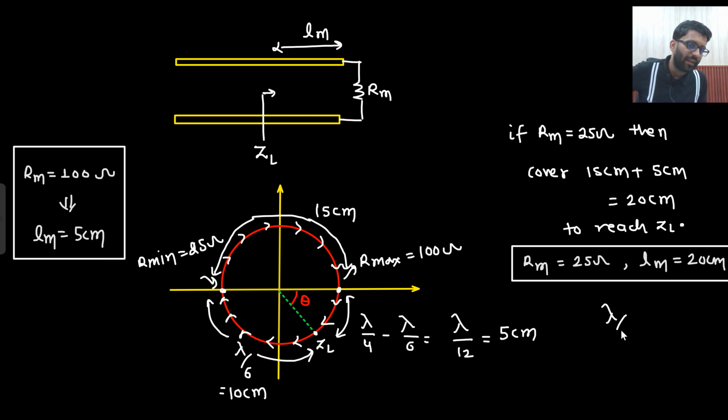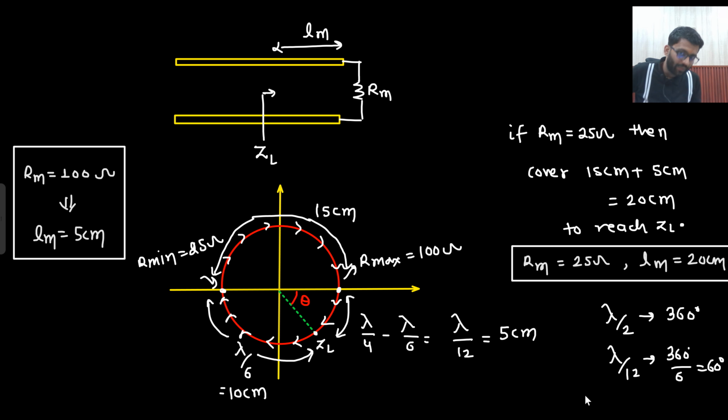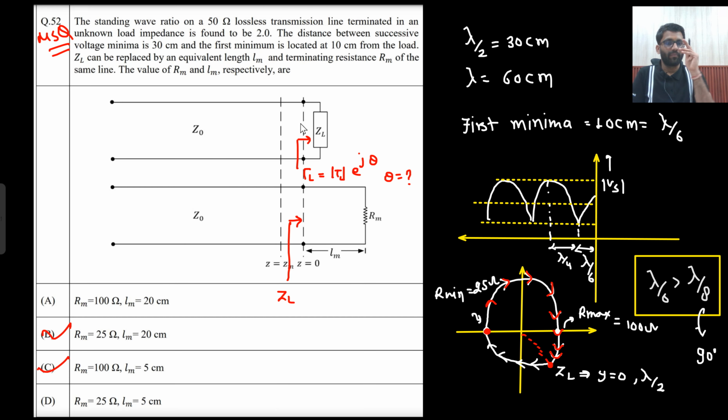So if lambda by 2 distance is there, that means 360 degree angle. So if lambda by 12 distance is there, that means 360 degree by 6, that means 60 degree angle. So this angle will be 60 degree. So your gamma L could be written as mod of gamma L e to the power minus j60. Why minus j60? Because this angle is actually negative. So with respect to ZL load, your angle of reflection coefficient is minus 60 degree. This they could have also asked.